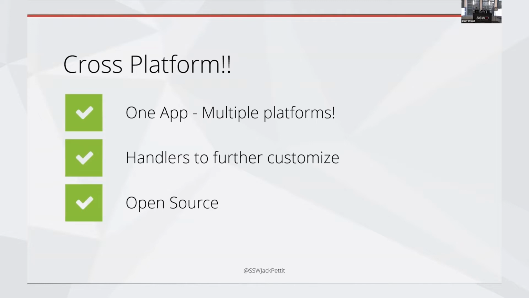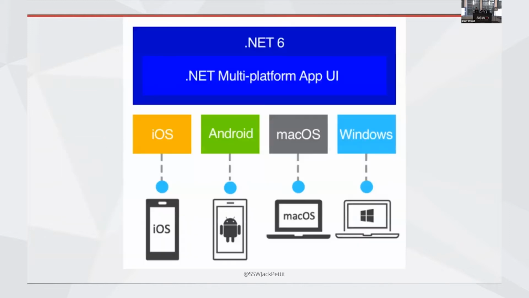But what does that truly mean? Well, just build one app and you can publish it to iOS, Android, macOS, and Windows. There is, I believe, a community fork as well for Linux, very experimental. And then we've also got Samsung working for the TVs with Tizen.